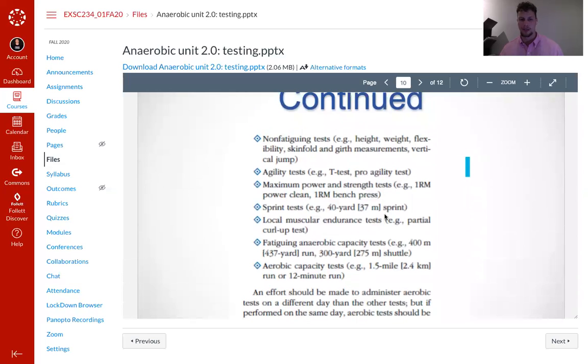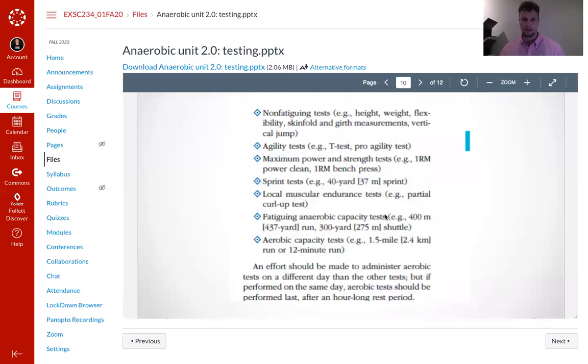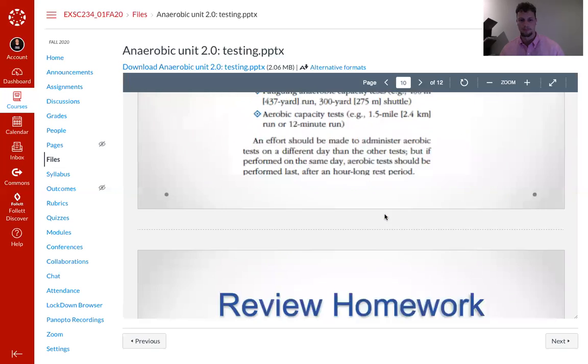So this is directly out of the textbook: non-fatiguing tests, height, weight, flexibility, skin fold, girth measurement, vertical jump test, agility test, max power, and strength, which would be a vertical jump test. I'm not sure why they placed that there. Sprints, tests of local muscular endurance, fatiguing anaerobic, aerobic capacity.